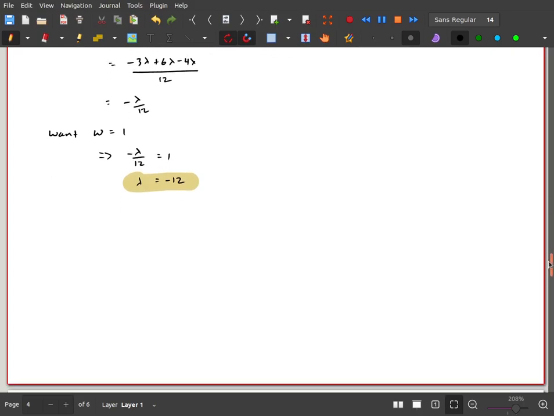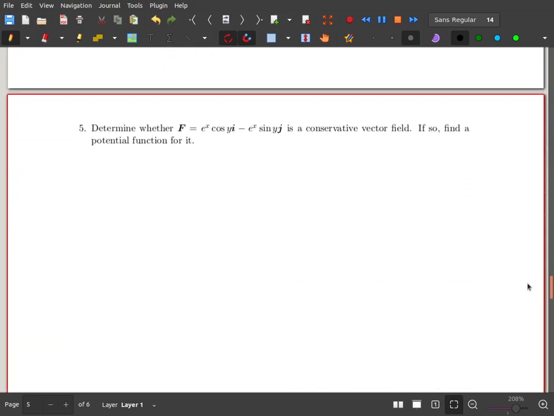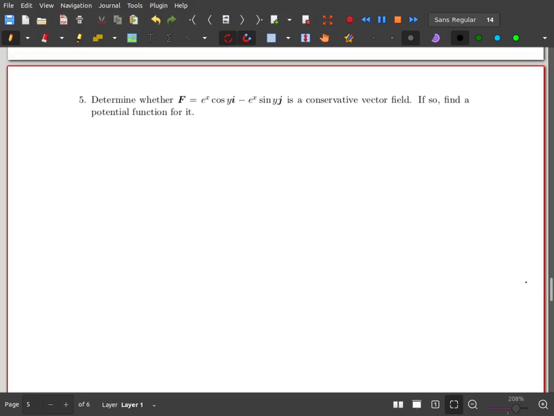Okay, so 2 more questions. The fifth question is we want to determine whether our vector field e to the x cos y i minus e to the x sin y j is a conservative vector field. If so, find a potential function for it. So this is a 2D case. This is in R2.